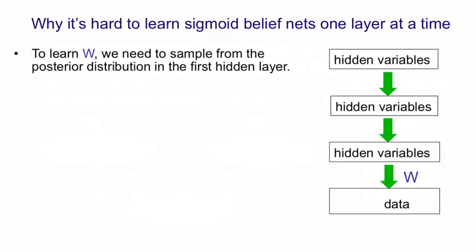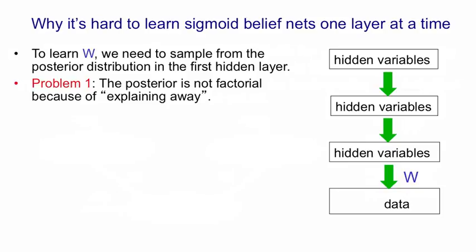So we're going to have multiple layers of hidden variables. They're going to give rise to some data in our causal model. And we want to learn those weights W between the first layer of hidden variables and the data. And let's see what it takes to learn W. First of all, the posterior distribution over the first layer of hidden variables is not going to be factorial. They're not independent in the posterior. And that's because of explaining away.